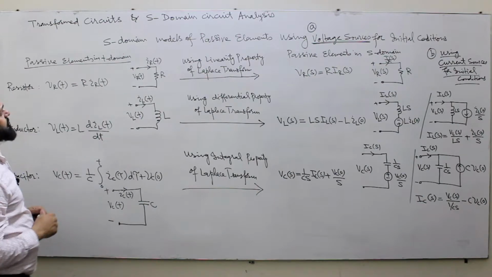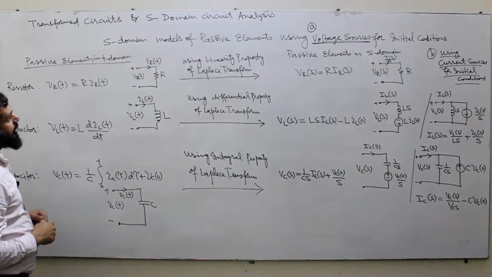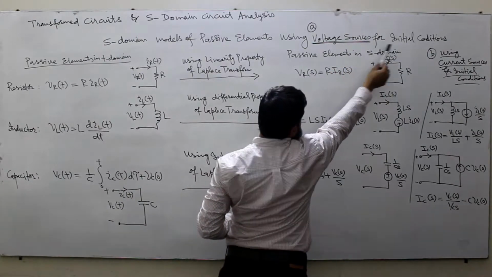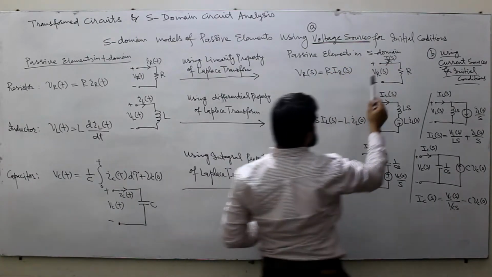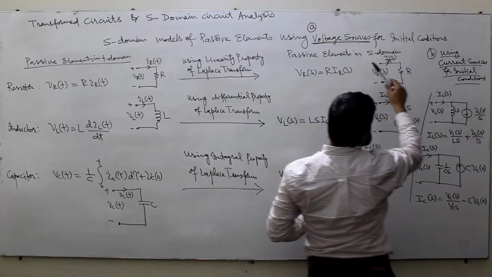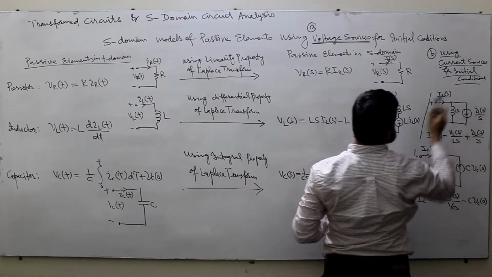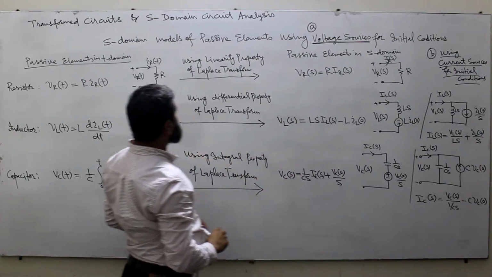Okay. Now, S-domain models for passive elements using voltage sources for initial conditions, and models for passive elements using current sources for the initial conditions.